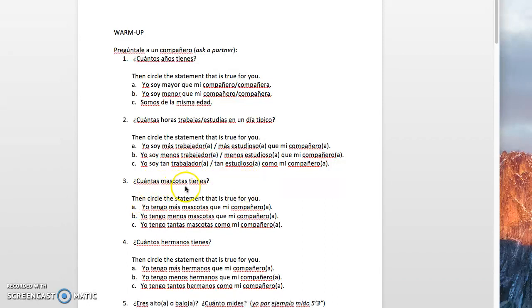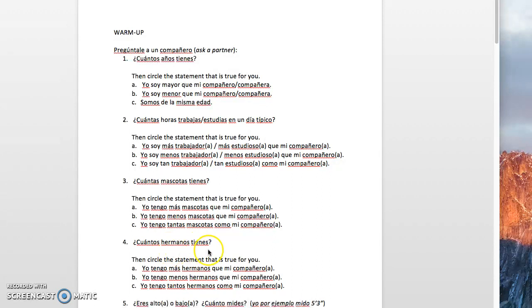Número 3. ¿Cuántas mascotas tienes? If your partner had told you, tengo un perro, which would be true for you? Tengo más mascotas que mi compañero. Tengo menos mascotas que mi compañero. O tengo tantas mascotas como mi compañero. Tantas y tan, these are words that mean as, or in this case, as many as.